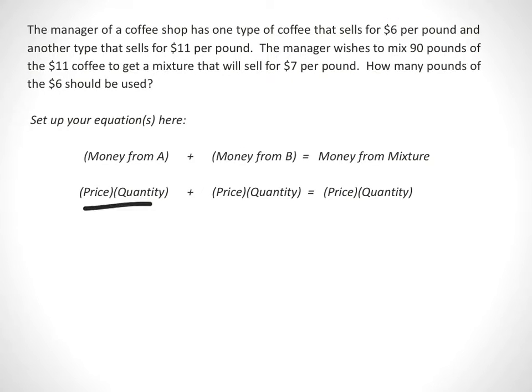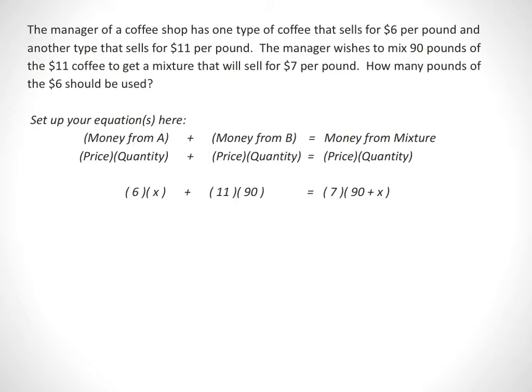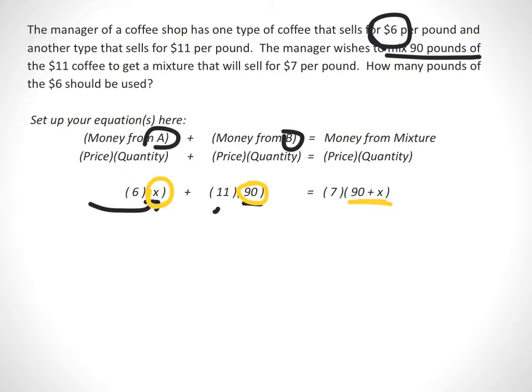This is the price times quantity, how you decide the price from each. And then we can fill in $6 per pound. I just called it x. You can call it A if you want, how much we need. And then the $11 per pound times 90 pounds, which is how much they tell us they're going to give us of the $11 coffee. So how much is in the mixture? In the mixture is going to be everything from the first kind of coffee plus whatever you have from the second kind of coffee. So that means the x plus the 90, and that's where this 90 plus x comes from.